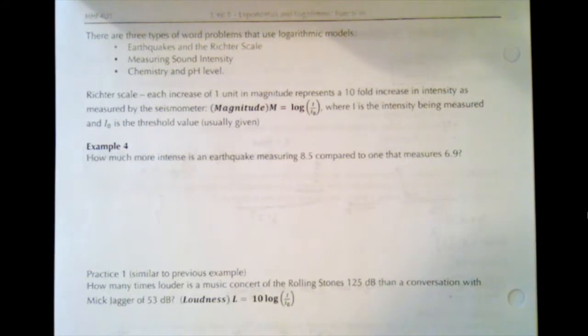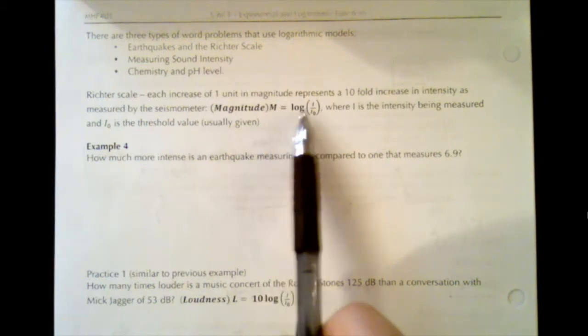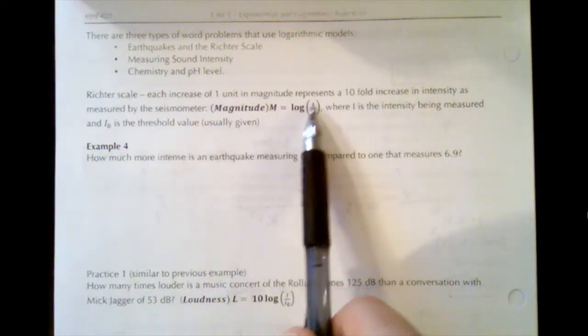So that would mean a magnitude 2 earthquake would be 10 times as powerful in terms of intensity as a magnitude 1 earthquake. The way the magnitude works is it's actually the log of the intensity of the earthquake as measured against a threshold value, so usually given. That would be something that's provided in the question, but if not provided, we can work around it to compare two different earthquakes. And that's actually what we're going to do in example 4.